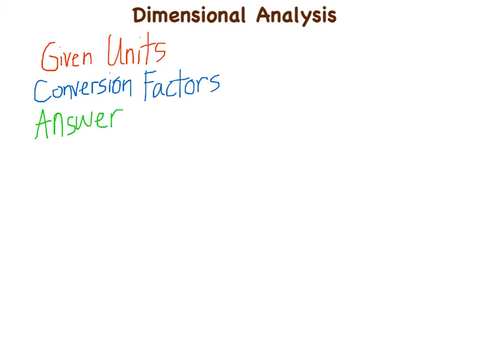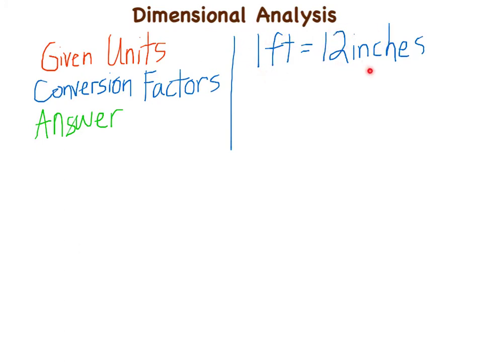So, you already know what given units are. Let's talk about conversion factors. What are conversion factors? Let me draw a line right there. A conversion factor could be something very simple, such as 1 foot is equal to 12 inches. That is a conversion factor because it's two different units in which you know how they are equal to each other. 1 foot is equal to 12 inches.